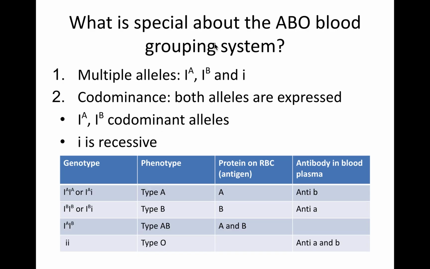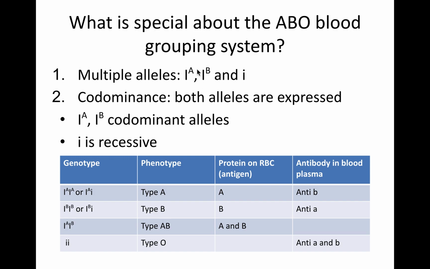So what is special though about it genetically? So what is special about the ABO blood grouping system? It's multiple alleles, so when we talk about it, this is how you have to write it. You can't write A, B, okay? You have to use the capital letter I with an A on it because this is dominant for A. Capital letter I with a B on it represents the B blood type.